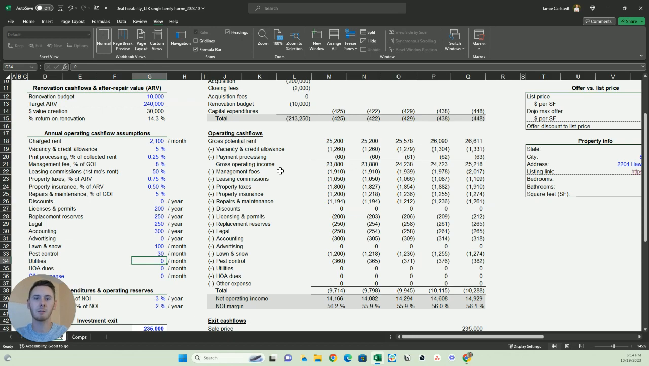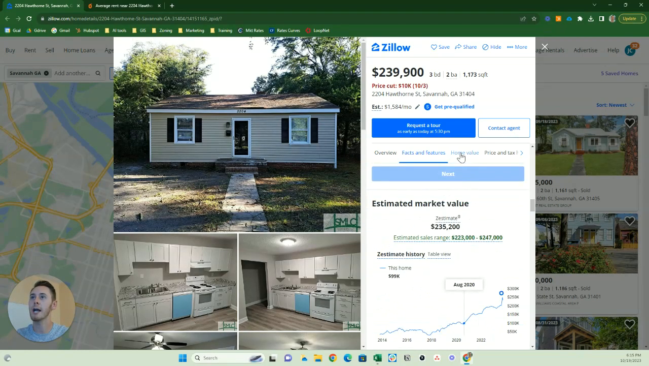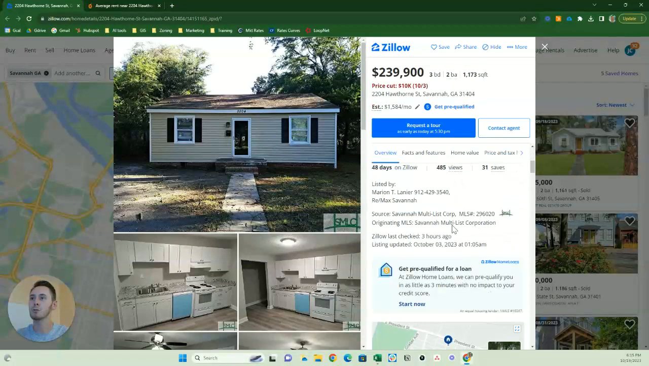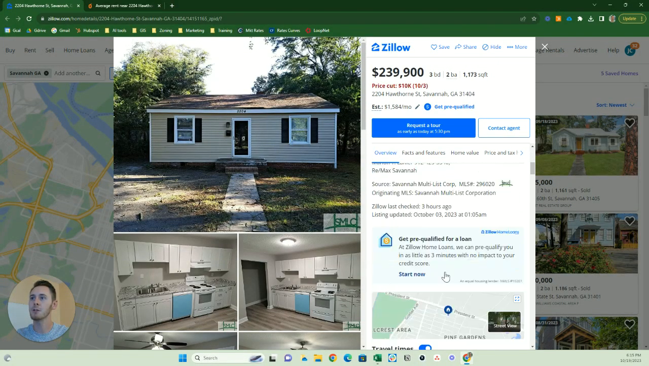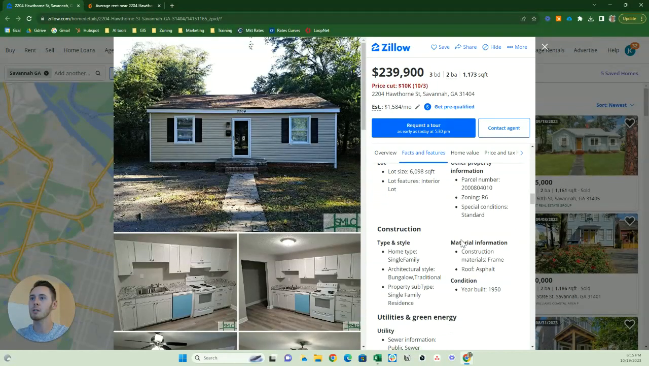Utilities, the tenant is going to be paying utilities in this case, or at least I'm assuming that. So that's going to be $0. HOA, there's no HOA. Let me just double check that is true. Usually in here, if there's an HOA, they will include it down in the description.